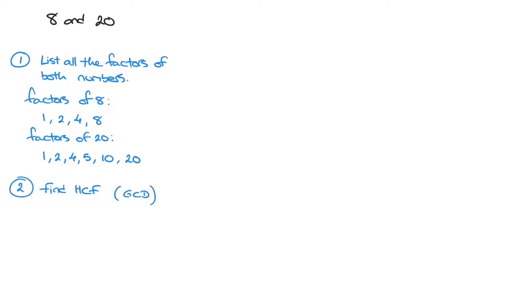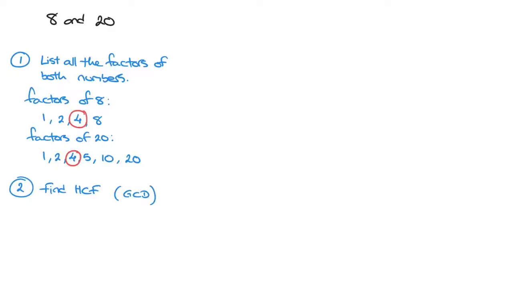Okay, now to find the highest common factor, all we need to do is to look at the two lists we wrote in step 1, those two lists of factors, and to look for the largest number that both of these lists have in common. Now, looking at these, it doesn't take us too long to see that the largest number that is in common to both of these lists is 4. Indeed, we can see 4 here and here. And that's it. That's the highest common factor of 8 and 20.